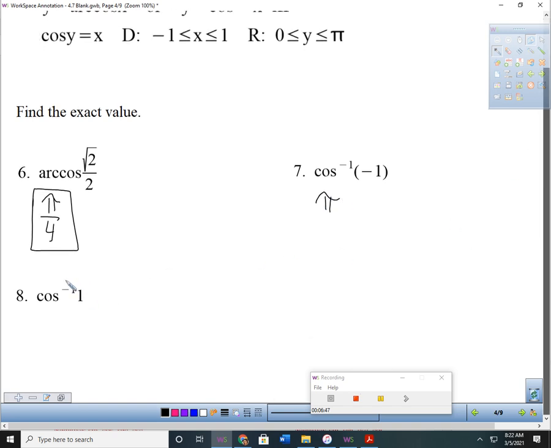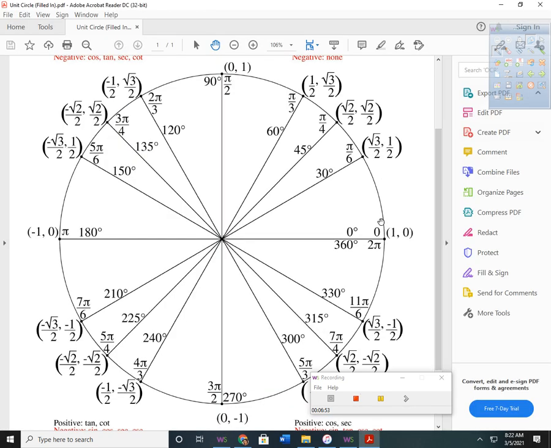All right, and what angle has a cosine of 1? So I look for an x value of 1. That's right here at 0.